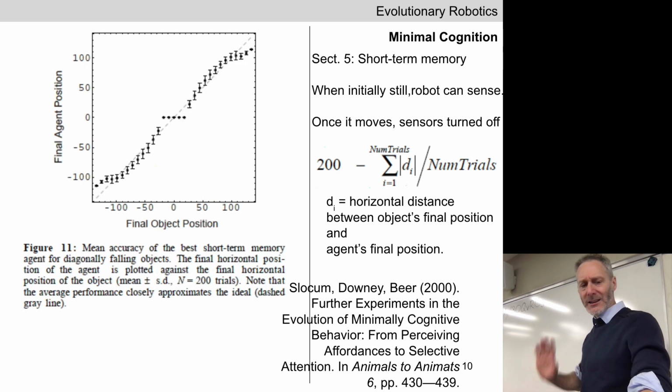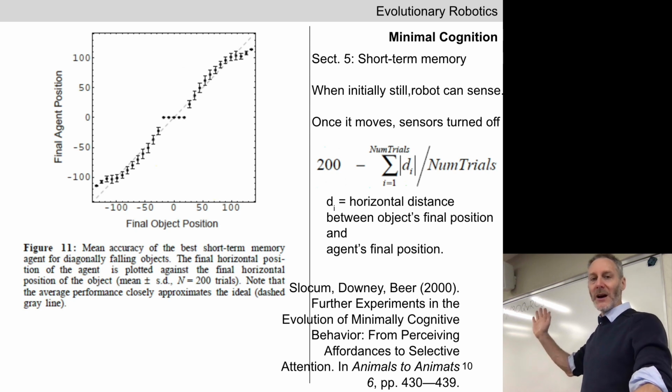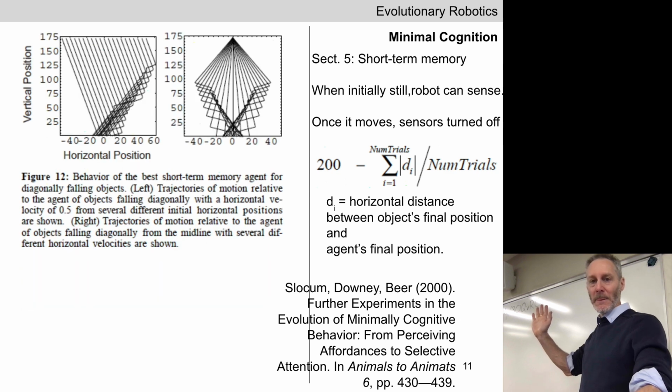Okay. In the interest of time, we're a little bit behind, I'm going to skip over this. This is more or less what we've seen before. The robot does okay, but not perfect. Okay. Let's have a look at one last example here.